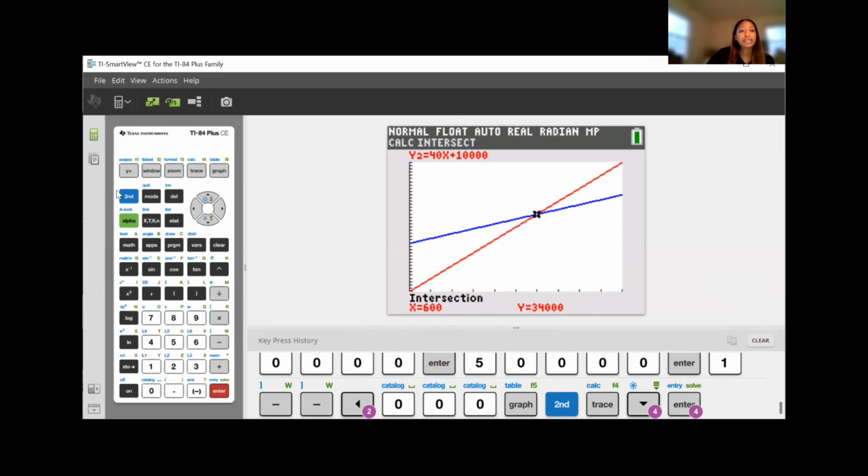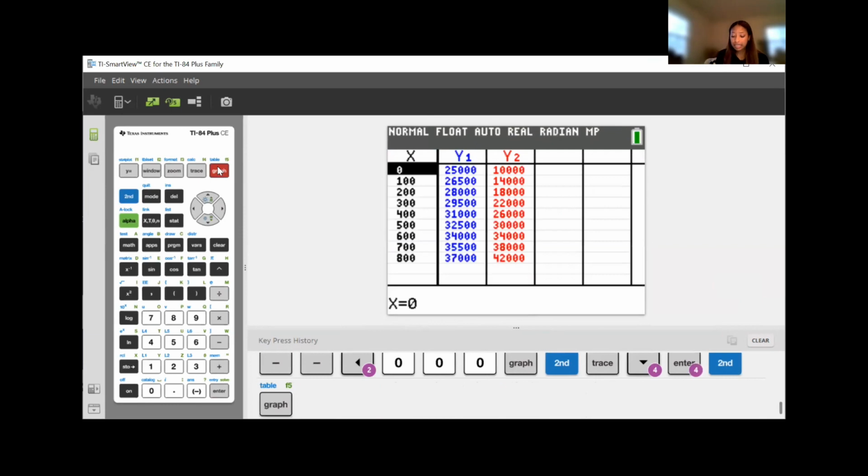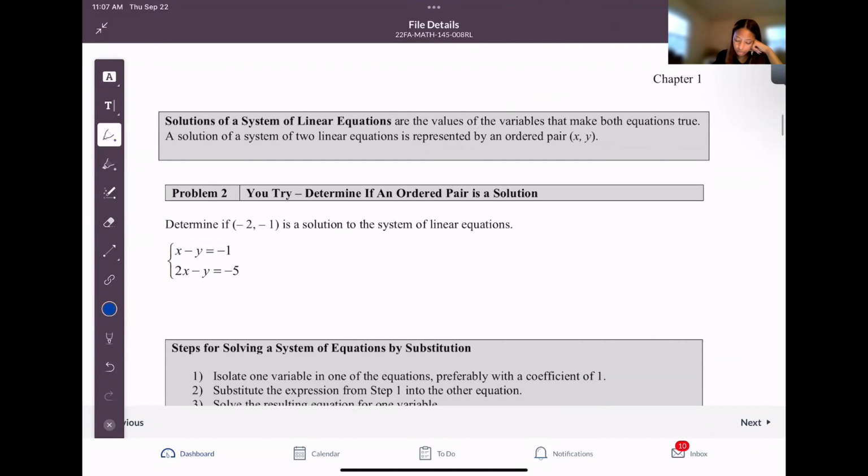If we go back to our table, we also solved numerically, looking at the table and figuring out for what input you have the same output. That would be solving numerically. So solving numerically, the solution is, what was the solution? Same thing, (600, 34,000). And the next thing we need to talk about is how to solve these algebraically, which will take a few more steps. Next, we're going to do some algebraic solutions.